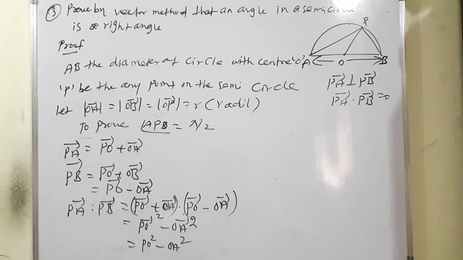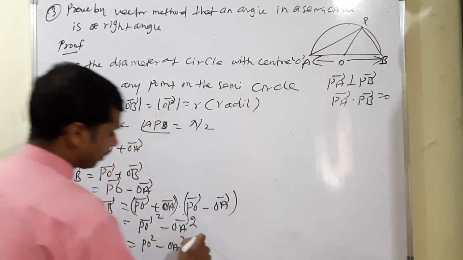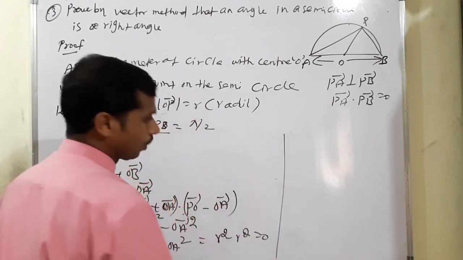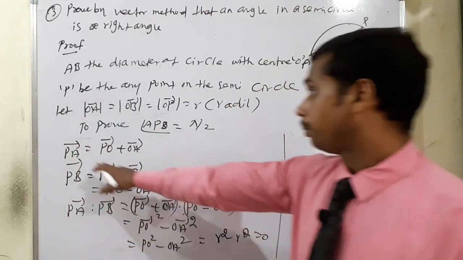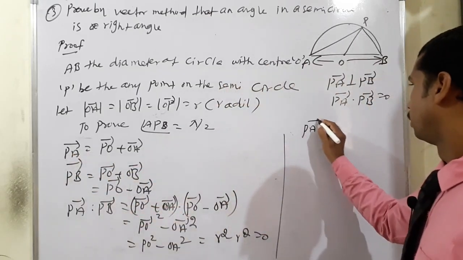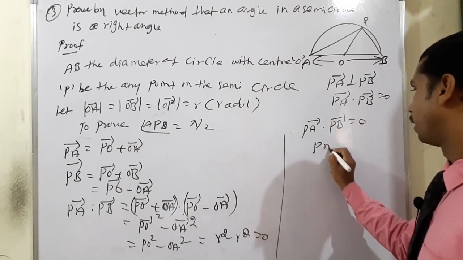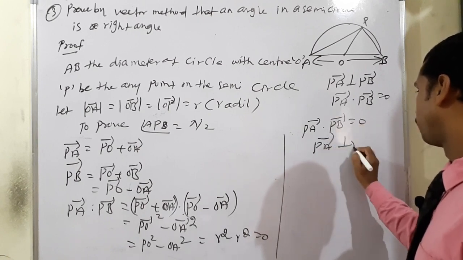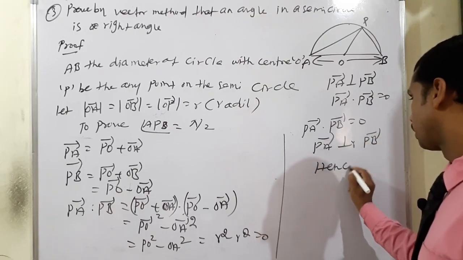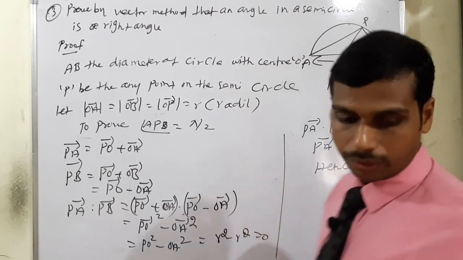Now already we know that both these terms will be radius, each and every term will be R. Therefore we can write R square minus R square is equal to 0. So PA vector dot PB vector is equal to 0, which means PA vector is perpendicular to PB vector. Hence proved. Okay, I will continue with the next question.